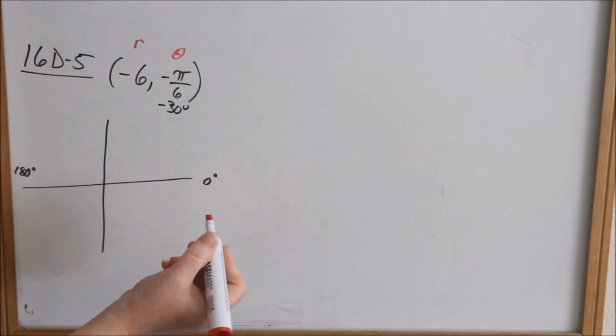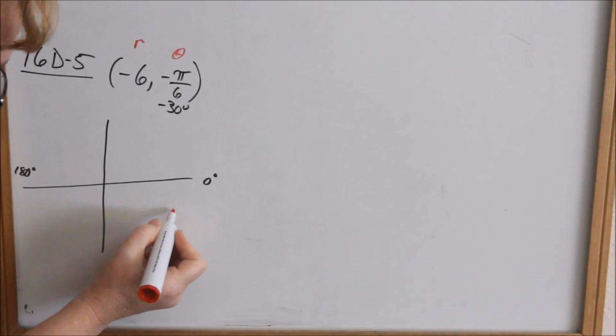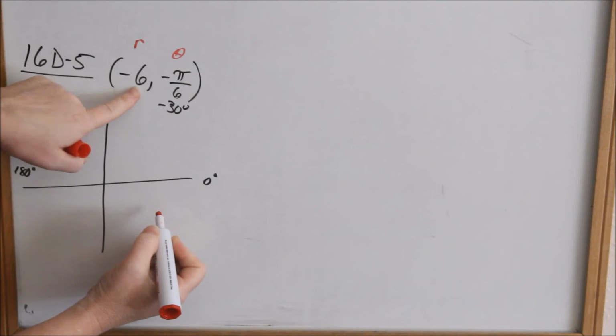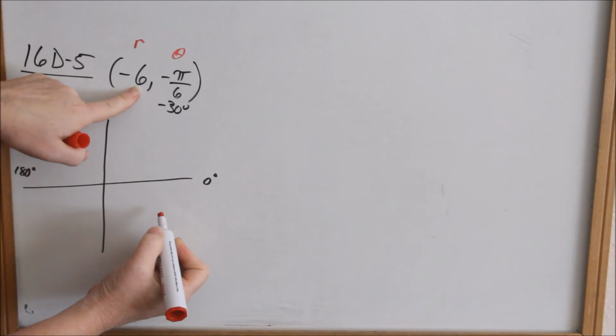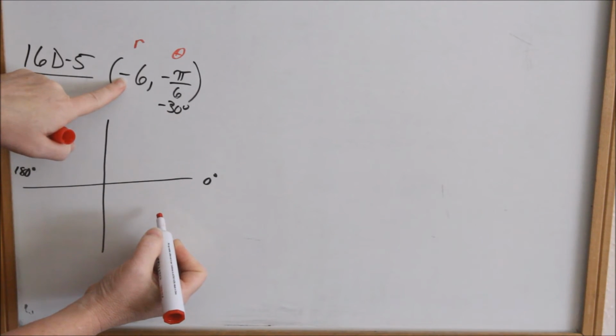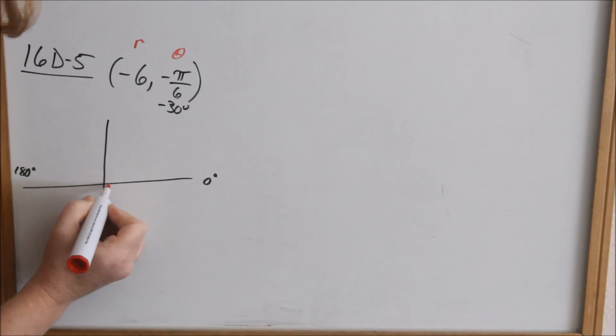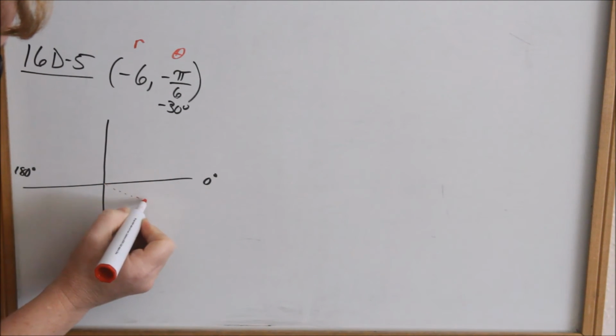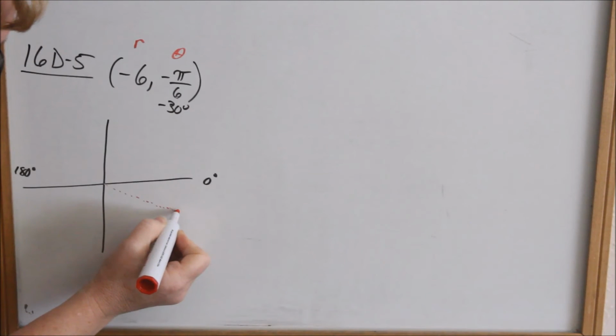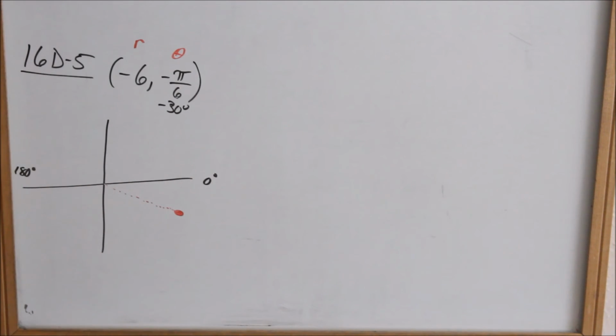That puts me in quadrant 4. So that is somewhere in here. And I want to go out negative 6 units of radius. How am I going to graph the negative when it's a radius? A dashed line. That's like the fake one. So coming out here, I'm just going to estimate where I'd be at if I was out 6 circles.